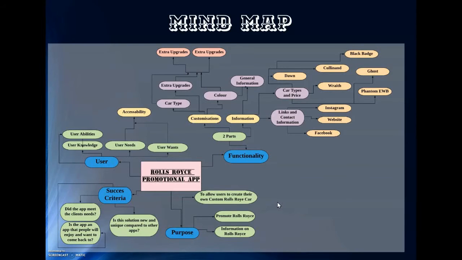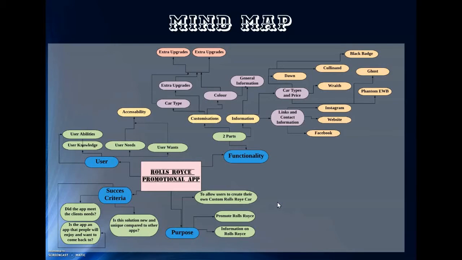There's the customization part and the information part. The first part of the information is about the links and contacts. So there'll be Instagram links, website links, and Facebook. And then there'll also be the car types and prices, and there's a list of each of the cars there, as well as general information about the app.